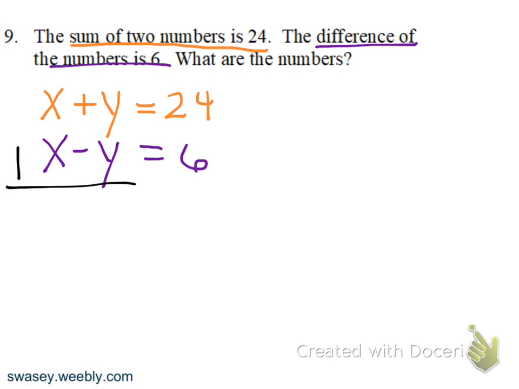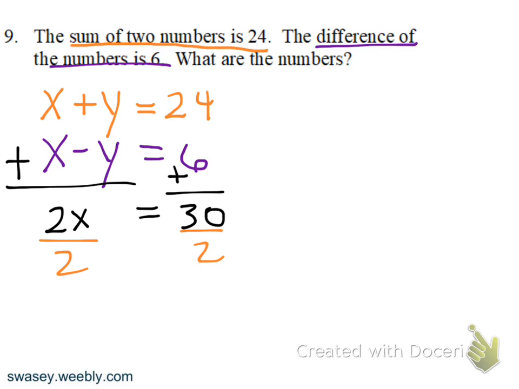Now we're ready to add our equations together because y already has opposite coefficients. 1x plus 1x is 2x. 1y plus negative 1y is 0. It's eliminated. 24 plus 6 is 30. To get rid of multiplying by 2, we'll divide by 2. And so we get x equal to 15.